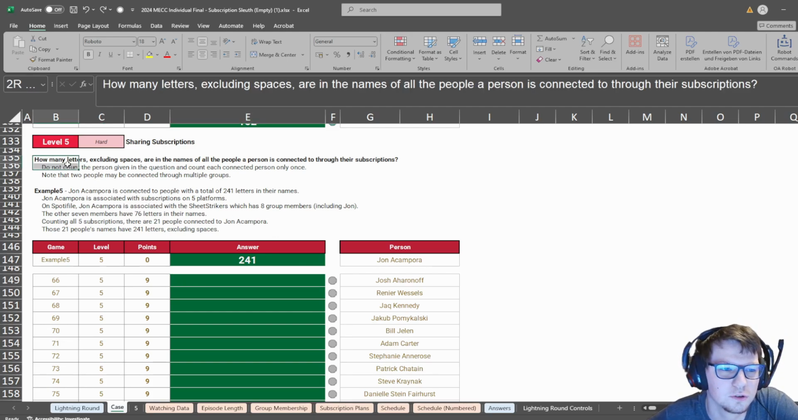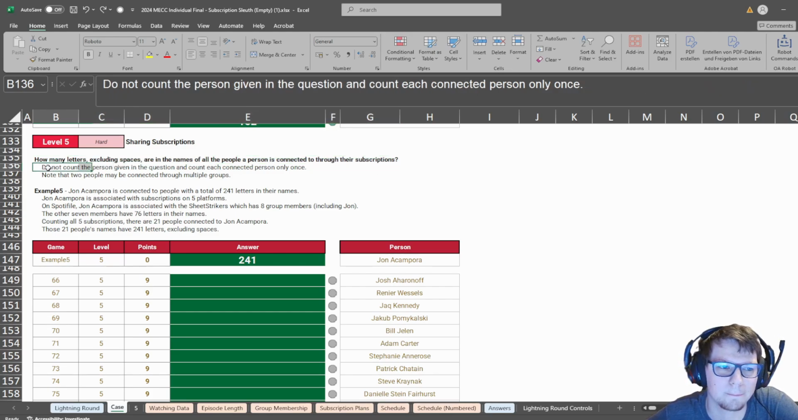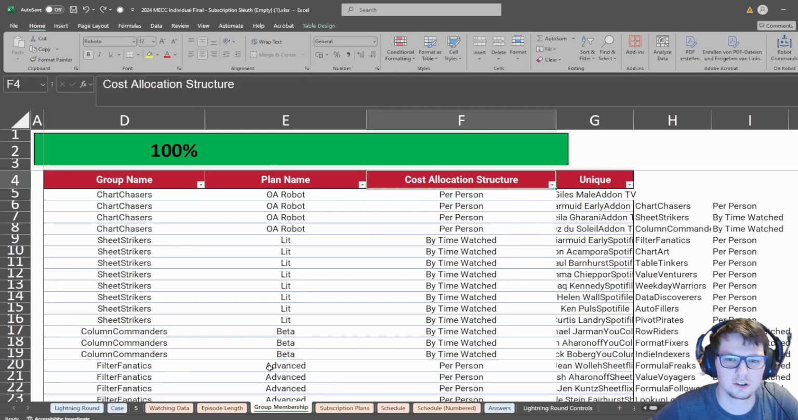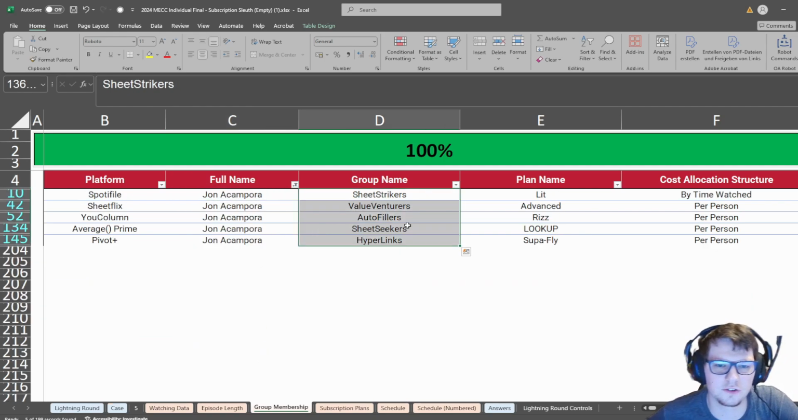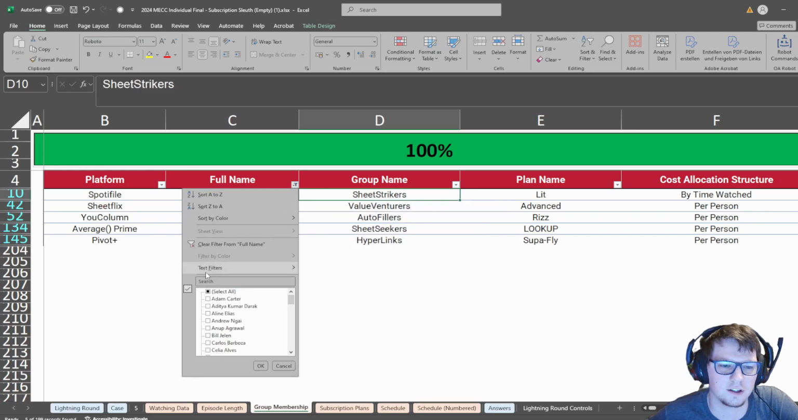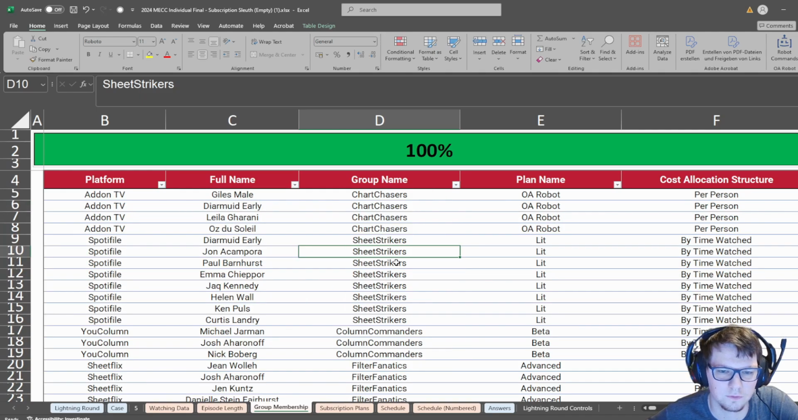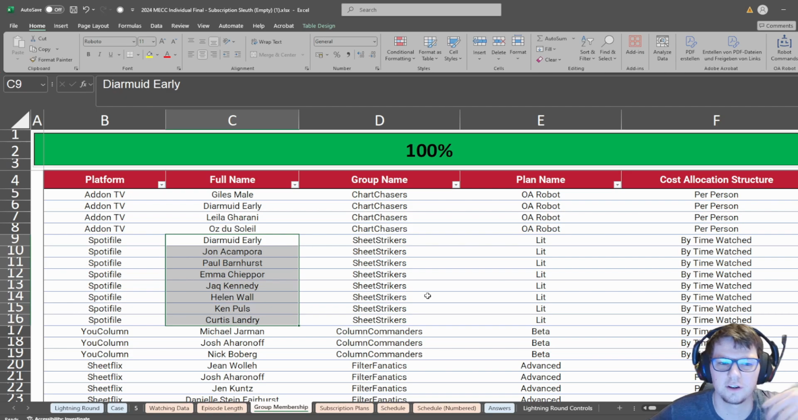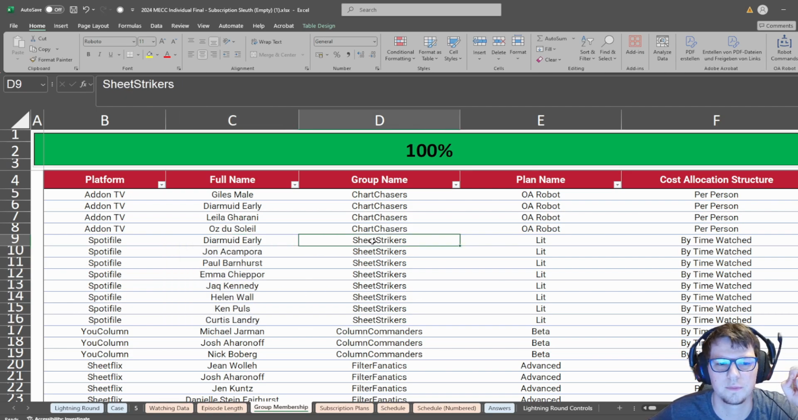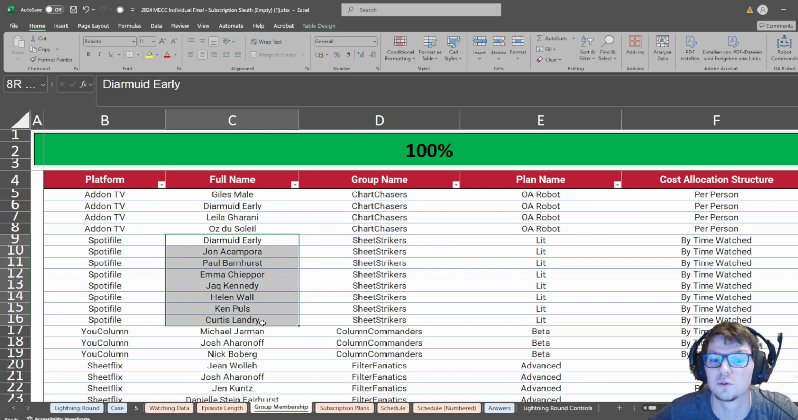The question asks how many letters, excluding spaces, are in the names of all the people a person is connected to in the subscription, but you should not count a person you are connected to more than once. So if you look at the group membership and at John Ankapora, you see he is a member of those five groups, and you want to look at those five groups and take all of those people. My first try was to create a lambda that takes a group name and gives you all of the people, the length, and you just add all of those together. But of course you have to take the unique names.